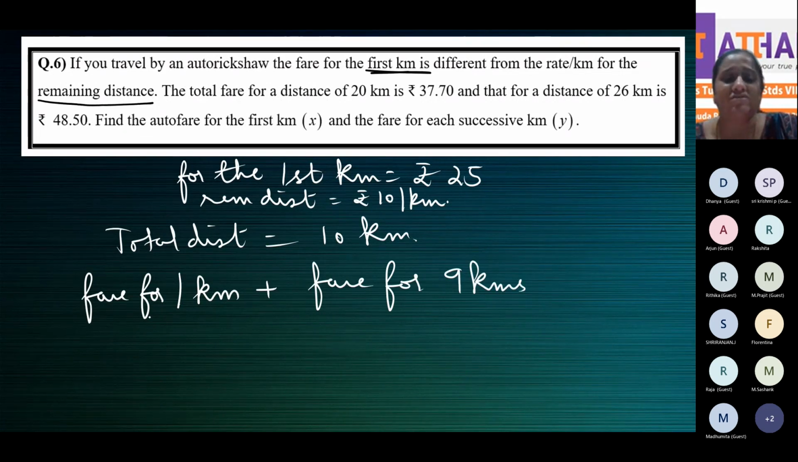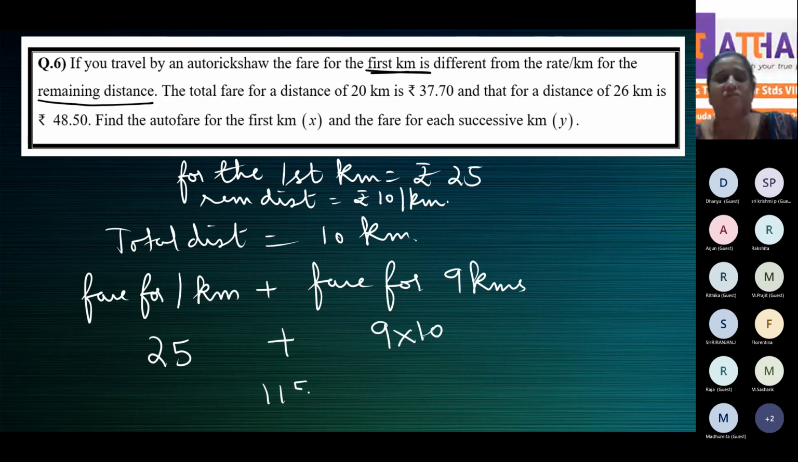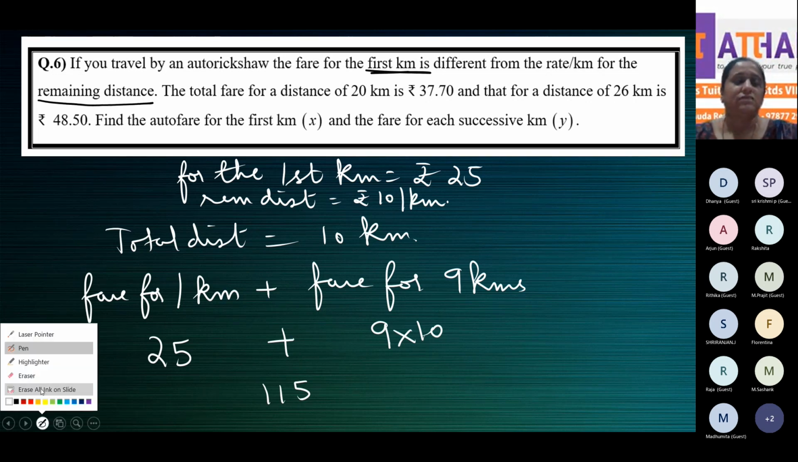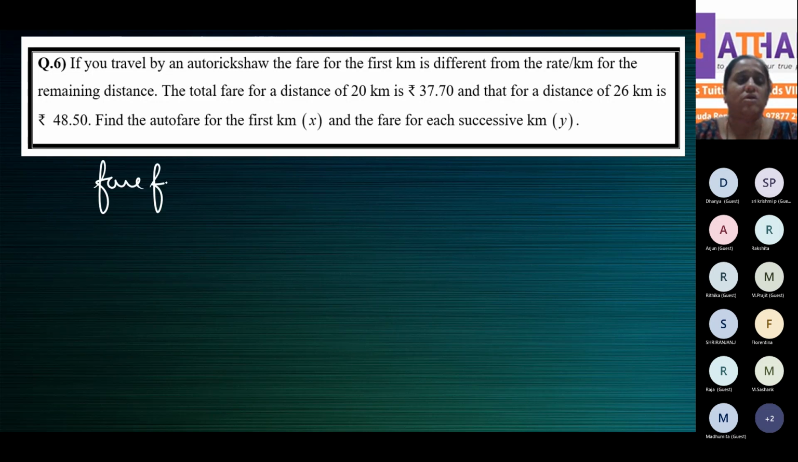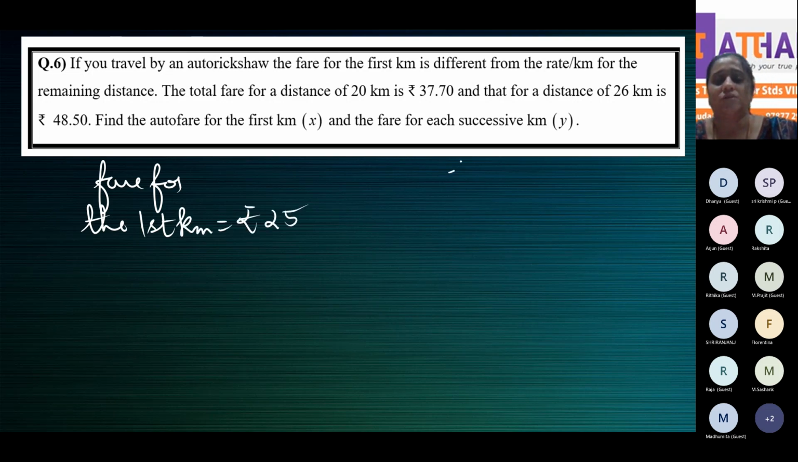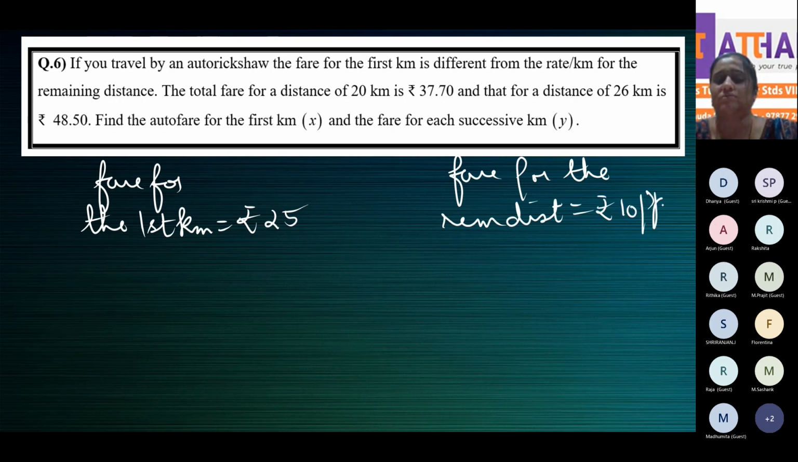What is the fare for the first kilometer? 25 rupees. What is the fare for the remaining 9 kilometers? 9 into 10, 90 rupees. So totally you will pay him 90 plus 25, which is 115 rupees. The fare for the first kilometer in our example is 25 rupees. The fare for the remaining distance in our example is rupees 10 per kilometer.